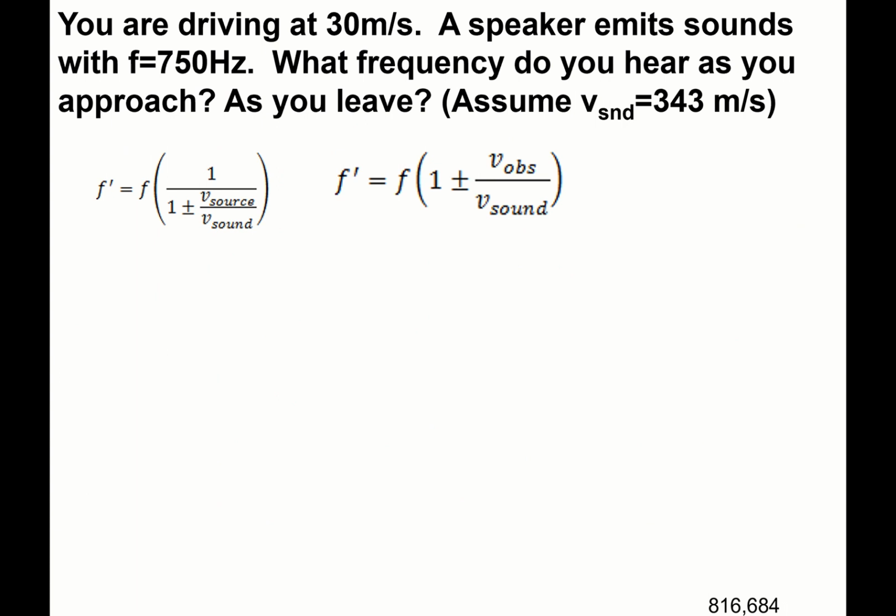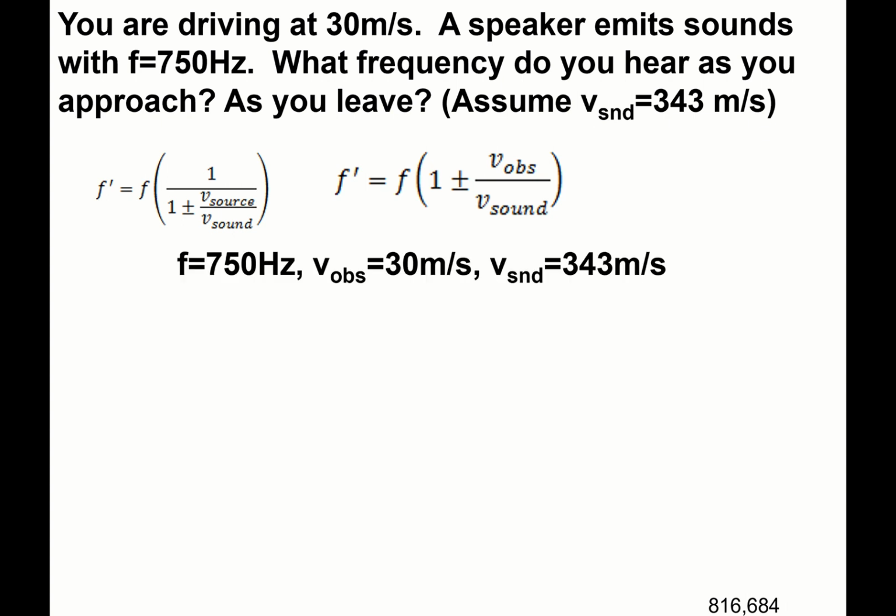Now a moving observer. So now you're driving at 30 meters per second towards a speaker that's emitting sounds with a frequency of 750 hertz. What frequency do you hear as you approach? And what frequency do you hear as you leave? And again, we're going to assume the speed of sound is 343 meters per second. So the frequency is 750, the speed of the observer is 30, the speed of sound is 343.